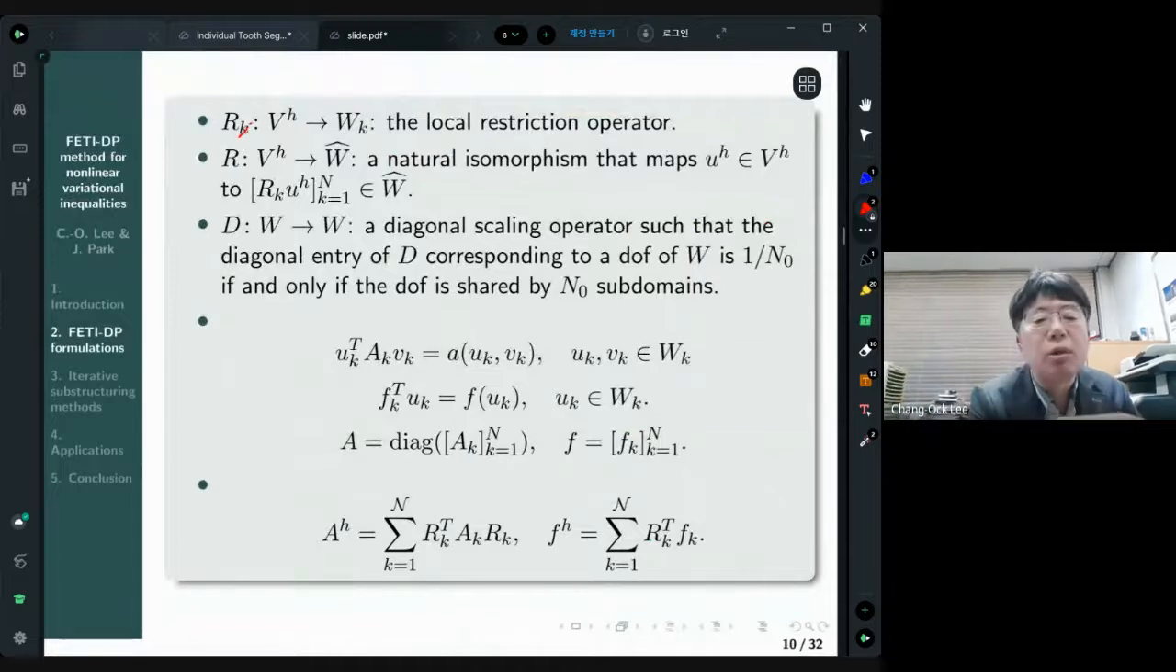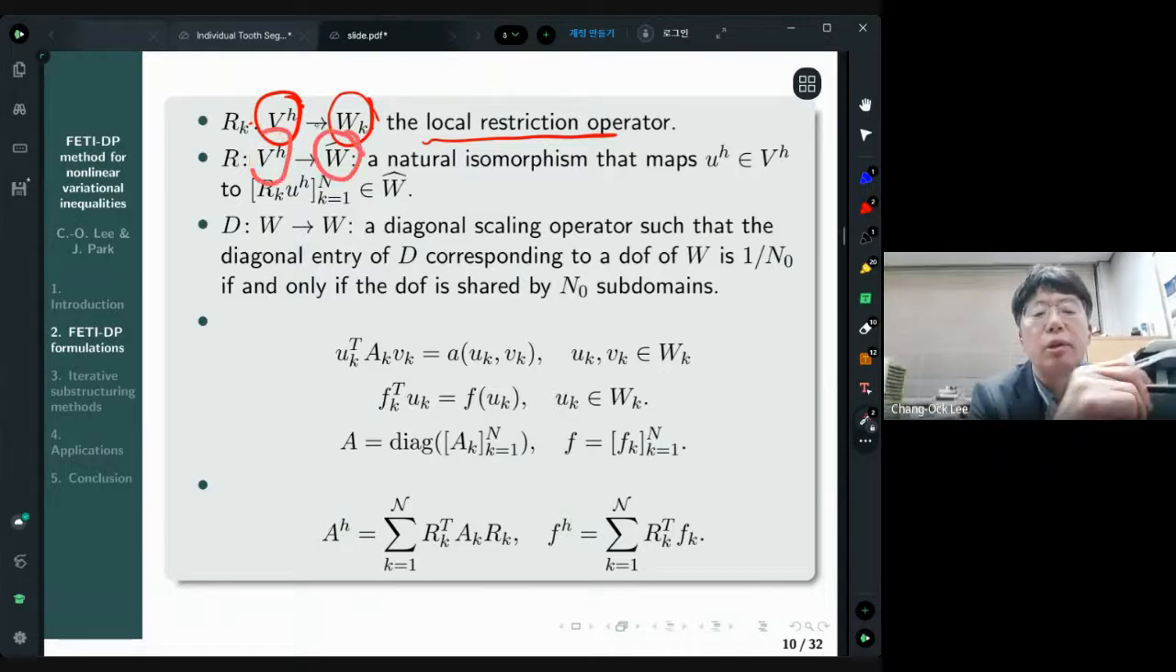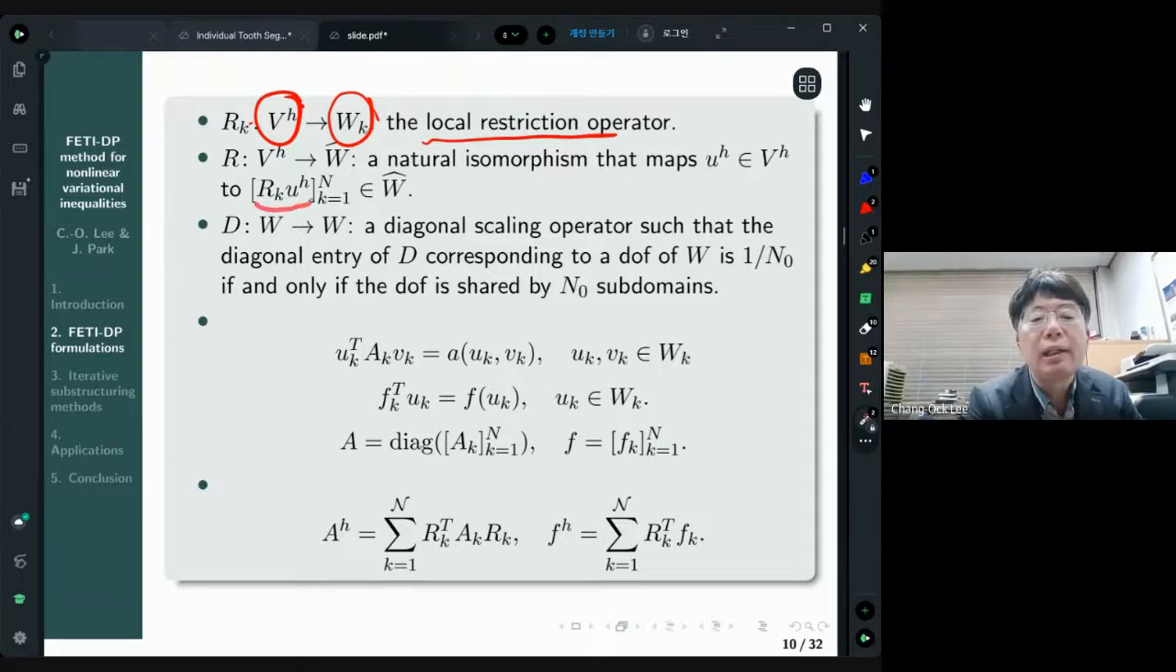So now RK is a whole finite element space to the WK. So this is called the local restriction operator. Okay, this is called the local restriction operator. And now R is from VH to W hat. Okay, it's called a natural isomorphism. So if you consider VH, it is actually continuous functions, right? So you take RK as the restriction to the WK, and you just collect all of these, then it's automatically continuous because originally the UH is continuous. So okay, R is called that.